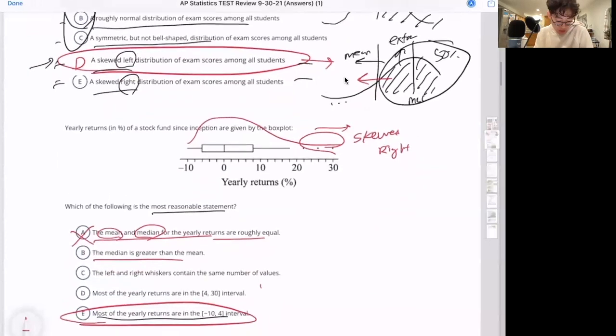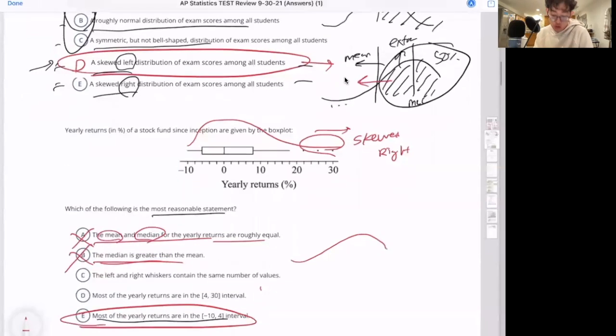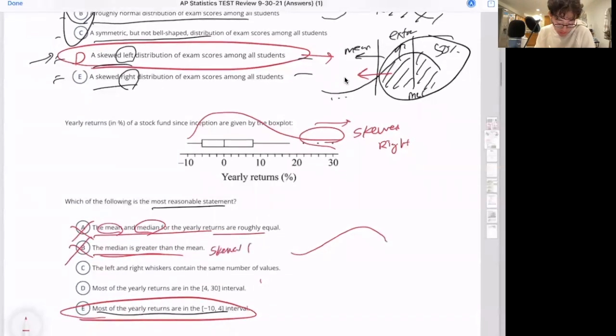So first of all, going back to this, median is greater than the mean. We're talking about like answer choice D from the previous question, where it has to be skewed to the left in order for B to happen. So B is not going to be true because this is skewed to the right.